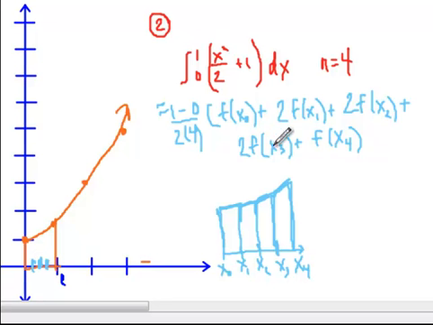Okay, so now what exactly are these x sub i values? Well, x sub i's are going to be equal to your delta x times whatever i you're interested in. So we have seen this before.